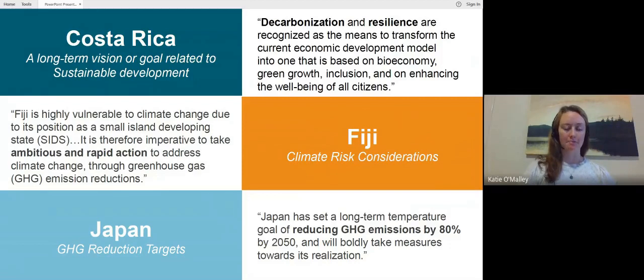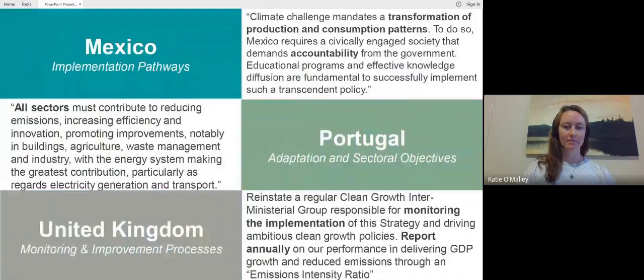Japan's LTS, the third listed on this screen, includes a GHG reduction target of 80% by 2050. It has a strong focus on new innovations and technologies, such as storage batteries, hydrogen, nuclear energy, and carbon capture and sequestration in the energy sector to reduce emissions. So already across these three examples, there's a pretty diverse focus.